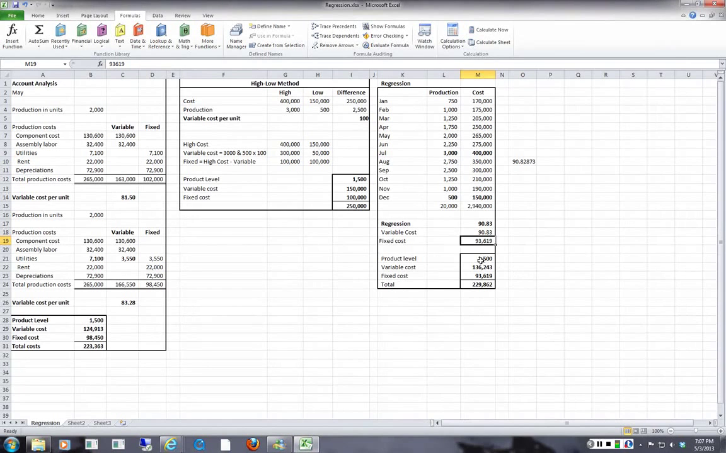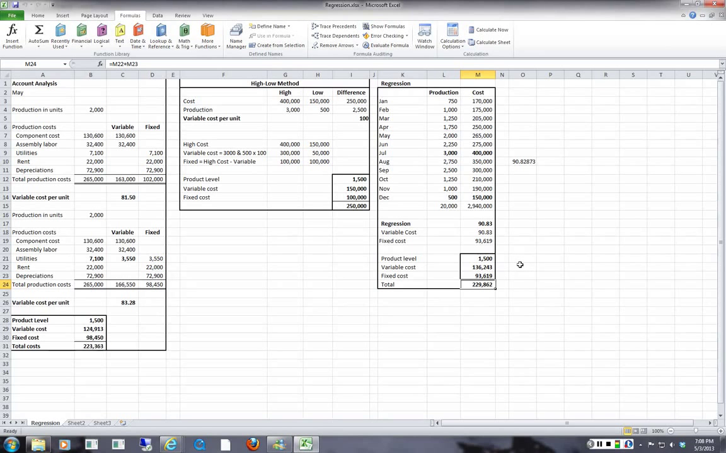So now we take our 1,500 production level, and we take that $90.83 variable cost and multiply it by our 1,500, and we get $136,243. Then we take our fixed cost and put it down here and add them together, and we get $229,862. So you can see this is a little different, but it's more accurate. This $229,862 is not too far different than $223,363 over here on our account analysis, but way off on the high-low method.